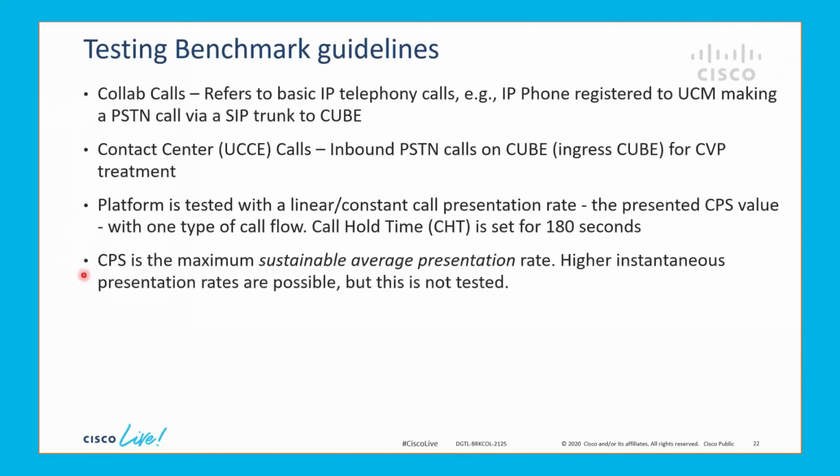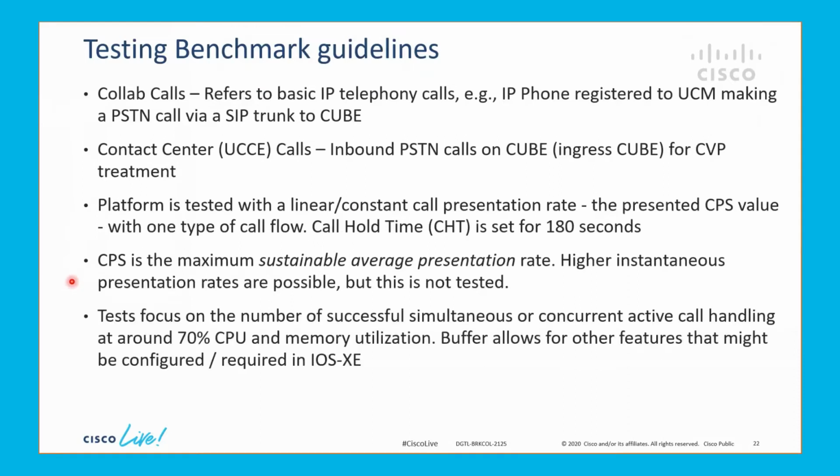So the CPS that we publish in this deck and the one in the datasheet is the maximum sustainable average presentation rate. Higher instantaneous CPS rates are possible, but that is something we no longer test. The testing focuses on a few things. Number one, the number of successful simultaneous or concurrent calls, and we benchmark them at around 70% CPU and memory utilization.